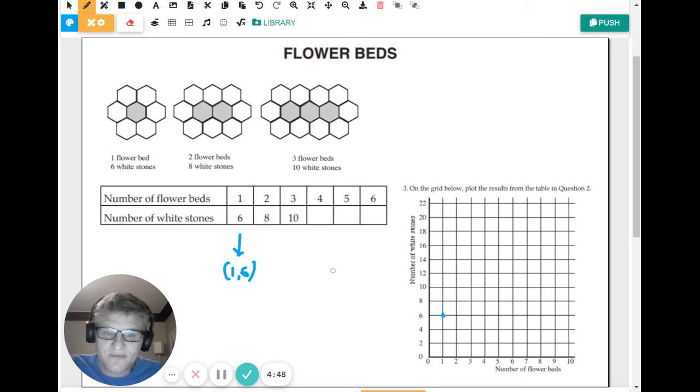The next one I'm going to graph is going to be 2, 8. And I'll notice that if I go to 2 and go up to 8, it goes to right here. So you start to notice that another way to chart information about a problem is to do it on a graph.